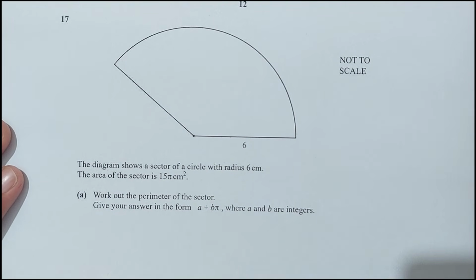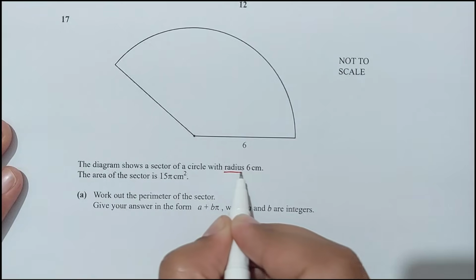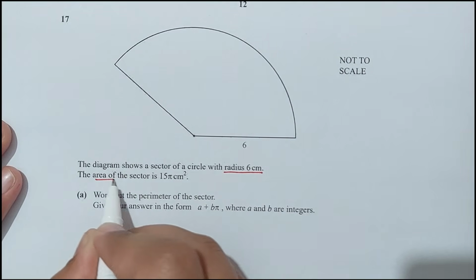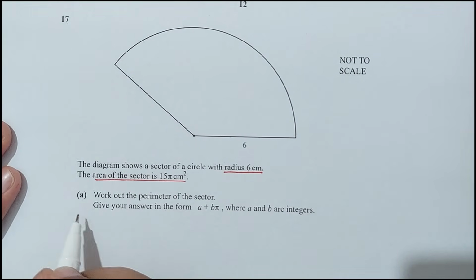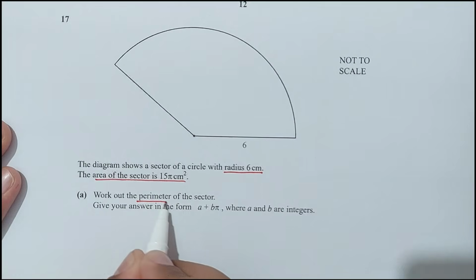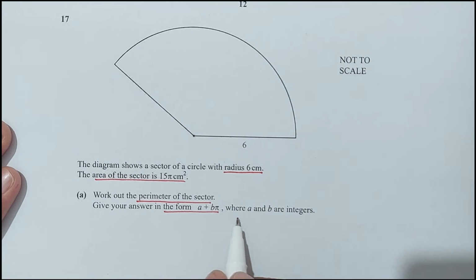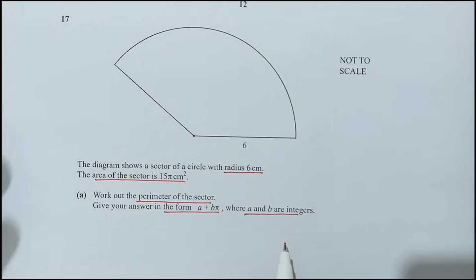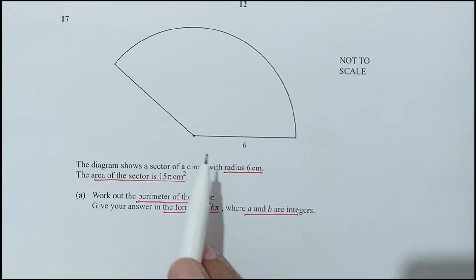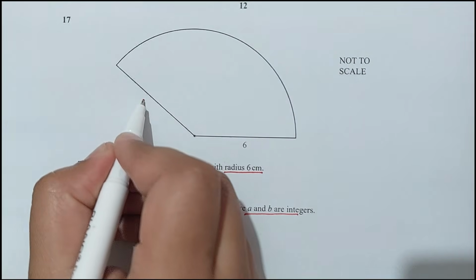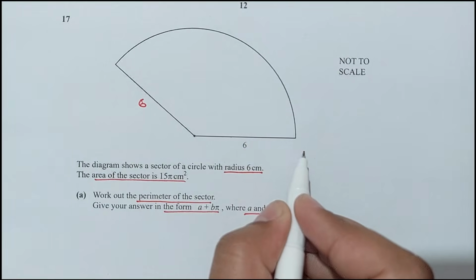The diagram shows a sector of a circle with a radius 6 centimeter. The area of the sector is 15 pi centimeter squared. Part A. Work out the perimeter of the sector. Give your answer in the form of a plus b pi, where a and b should be integers. We have given the radius. This is 6. This is 6. And we have arc length.